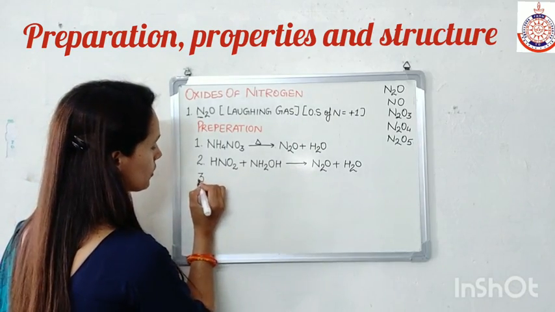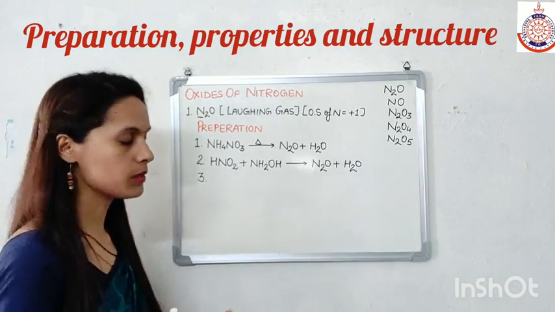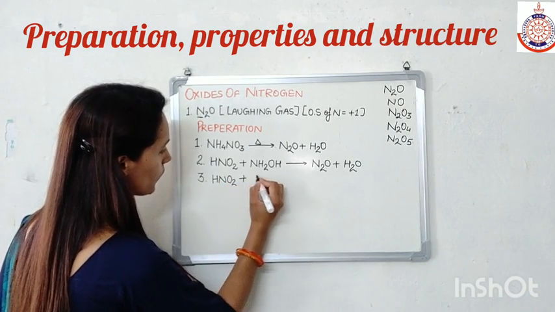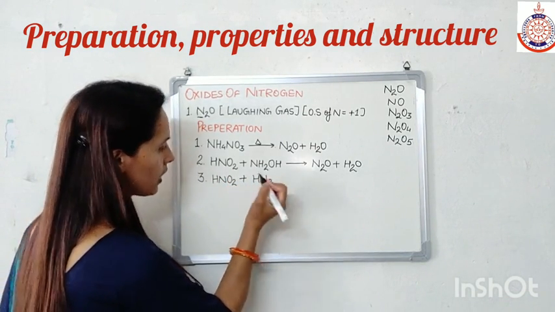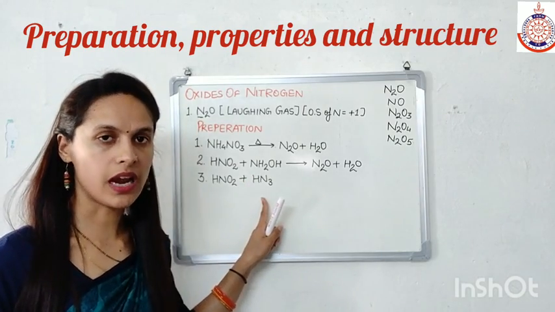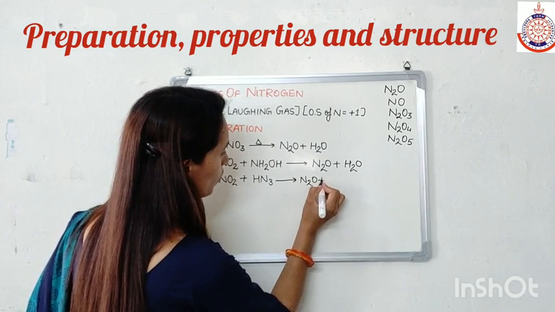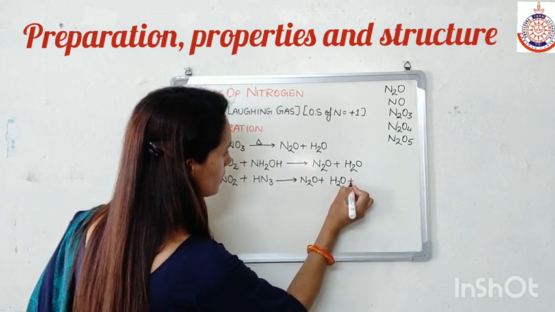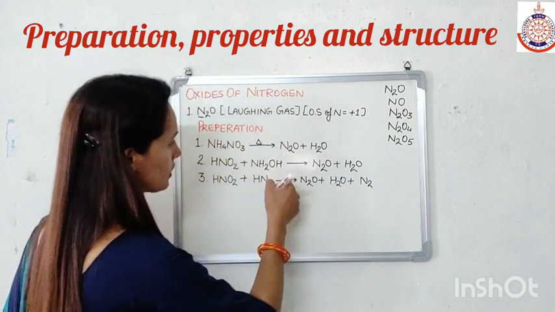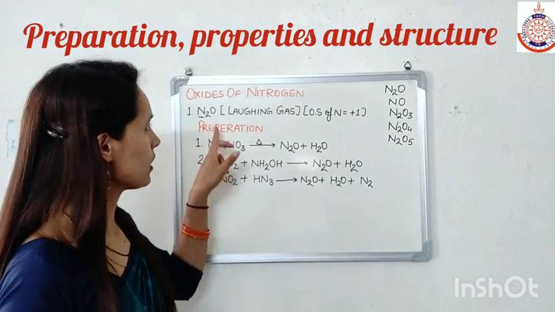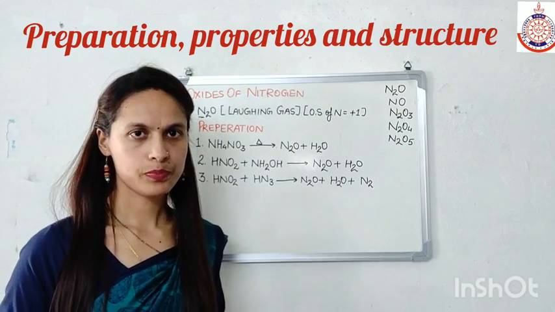Now if I talk about third method, when I heat nitrous acid with HN3, this is hydrazoic acid, then also it gives N2O plus H2O plus N2. So here these are 3 methods with the help of which we can prepare the laughing gas.